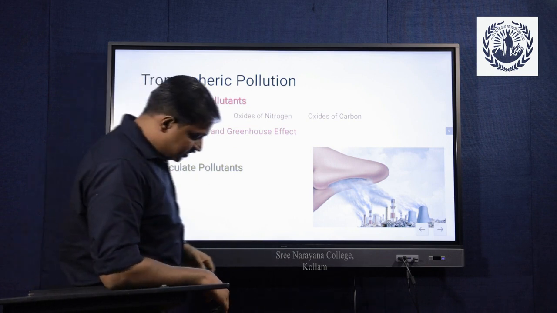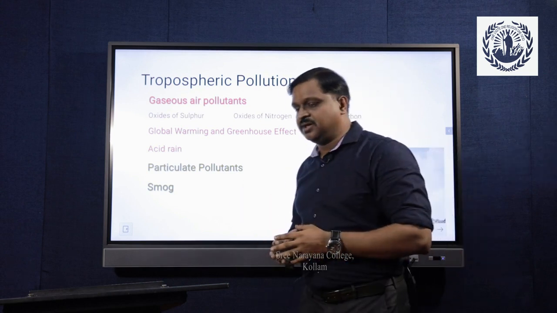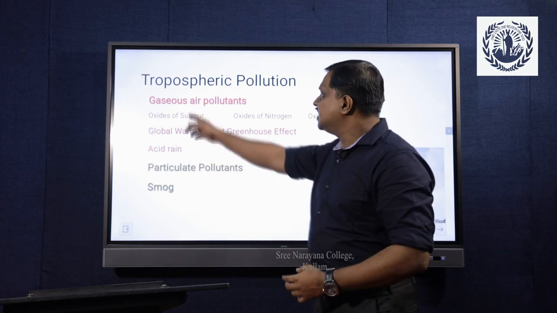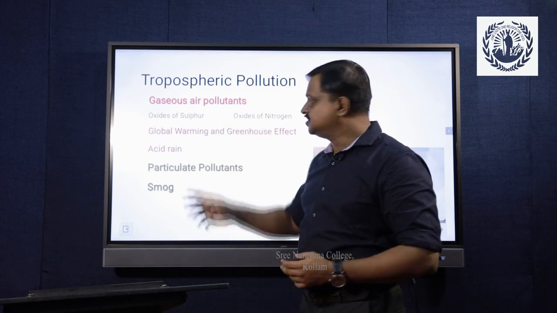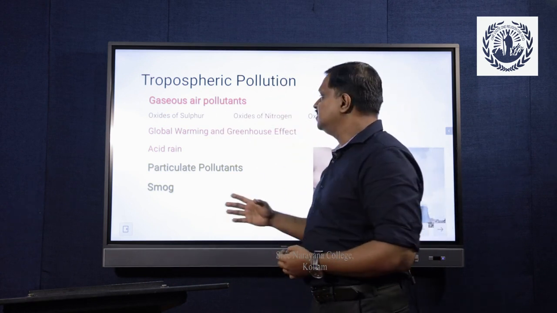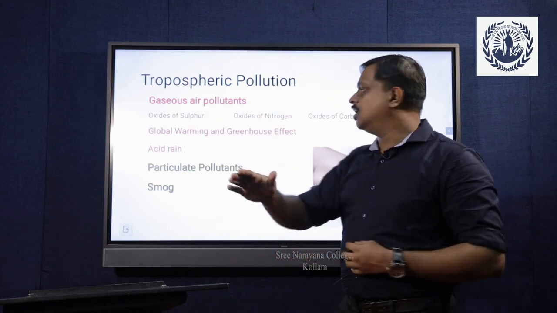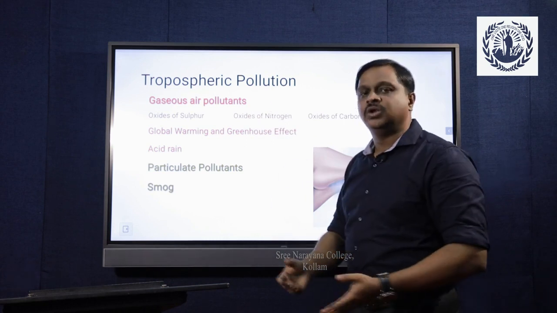Acid rain, as we all know, is actually the formation of acid in the atmosphere, which comes to the Earth's surface by rain. This is due to the presence of gaseous air pollutants like oxides of sulfur and oxides of nitrogen. And you know that in the atmosphere it is possible to convert oxides of sulfur to sulfuric acid, and again the oxides of nitrogen are converted to nitric acid.